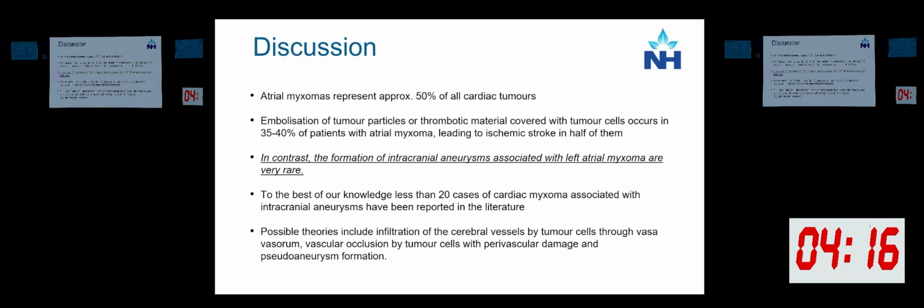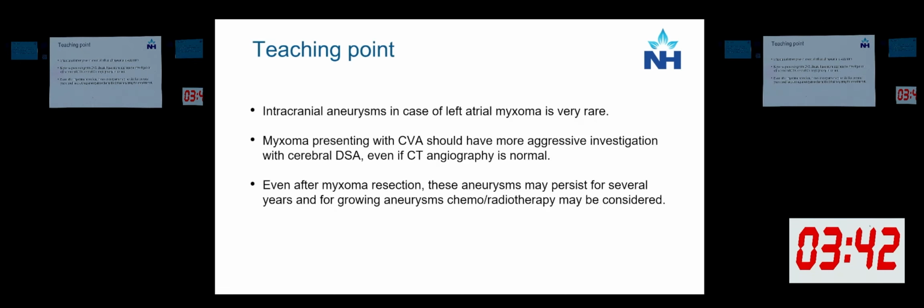And what are the possible theories? There are a few theories which can explain intracranial aneurysm in these patients. These are basically infiltration of the cerebral vessels by the tumor cells through the vasa vasorum, leading to vascular wall damage by the tumor cells, perivascular damage and aneurysm formation. So this is the most prevalent theory that exists. There is also occlusion of the vasa vasorum by the tumor cells, damaging the vessel walls, leading to aneurysm and pseudoaneurysm formation. So intracranial aneurysms in a case of left atrial myxoma are very rare.